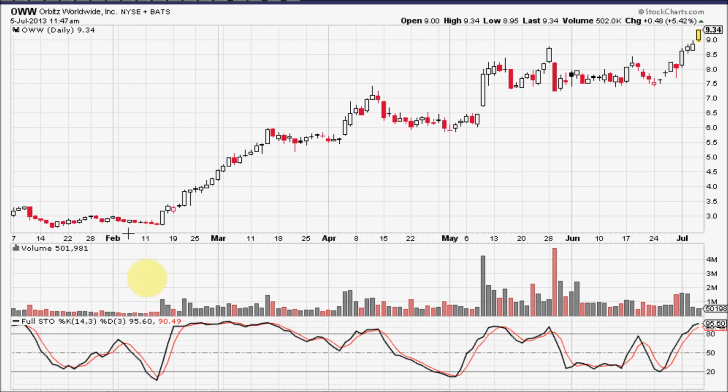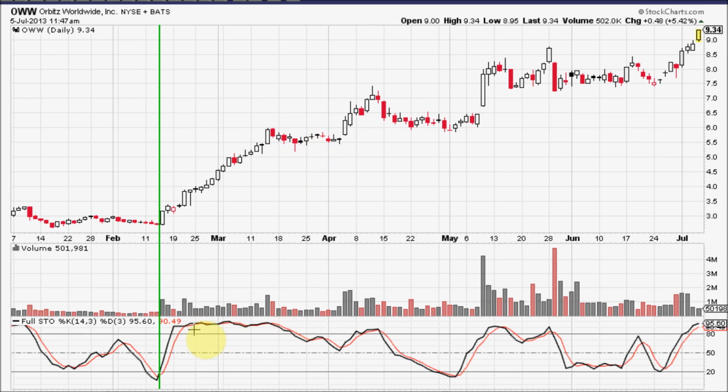Okay, OWW became extremely oversold right here as the stock moved flat. It dipped below the 20 line. Stochastics broke above the 20 line and crossed the signal line at the same time right there. Okay, and it ran from about $3 up to $6, and it was overbought for many days. There were only 2 red candles on this entire run before a little pullback.